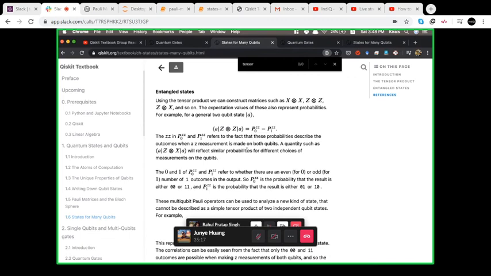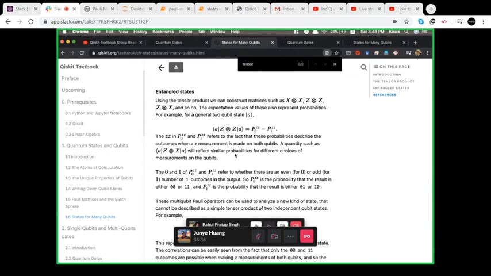But if you want to know more about entanglement, we don't use this for one qubit, right? It's just to calculate the expectation value of a qubit. Yeah, okay, so that was covered earlier.